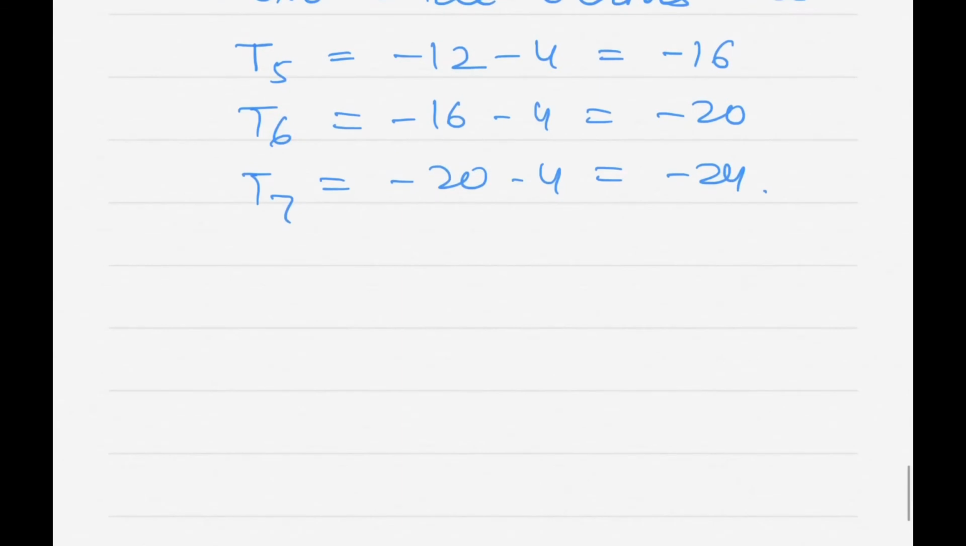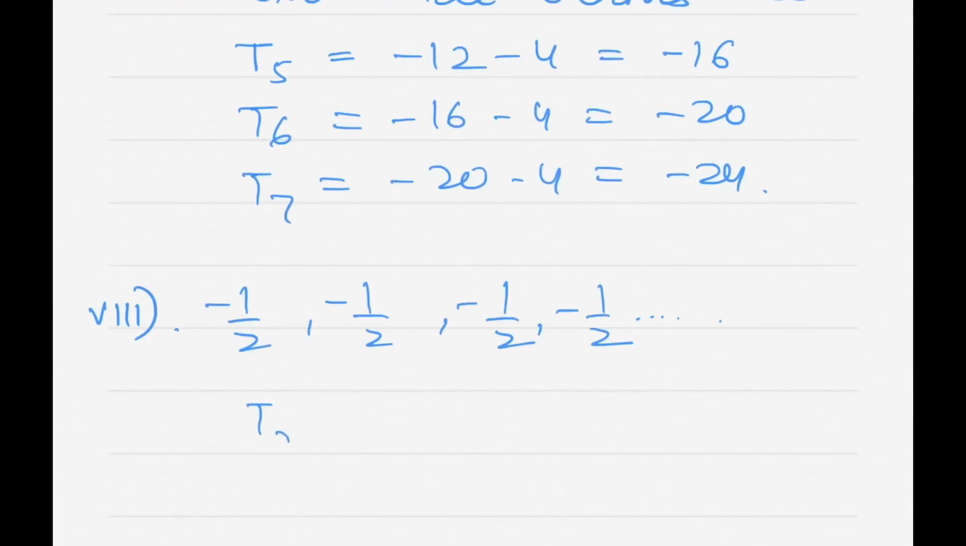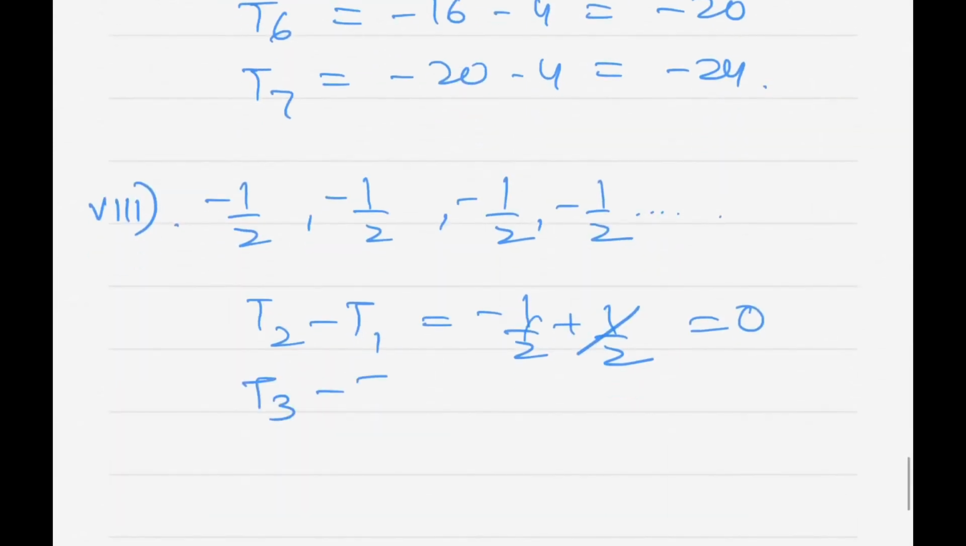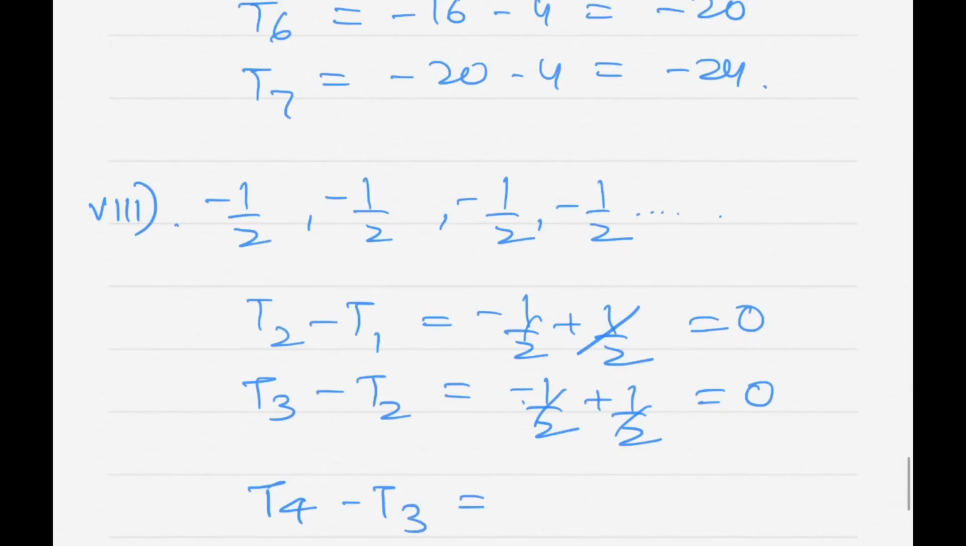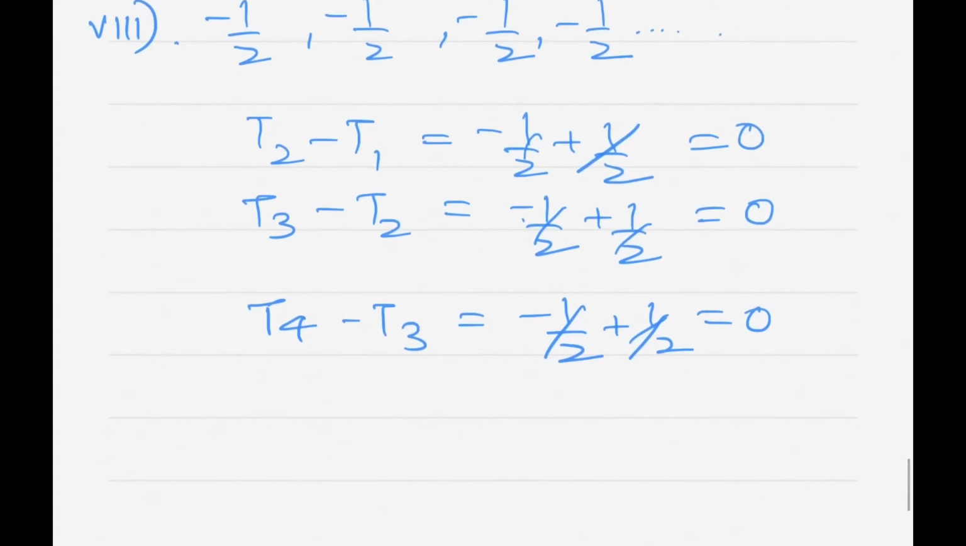Now eighth part says minus half, minus half, minus half, minus half, and so on. So I think easily we can see that the common difference is 0, but let's do it. T2 minus T1 is equal to minus half plus half, so that's equal to 0. Again T3 minus T2 is also minus half plus half, so this is also 0. T4 minus T3 is also minus half plus half, so they get cancelled and it's 0. So we know the common difference is 0.